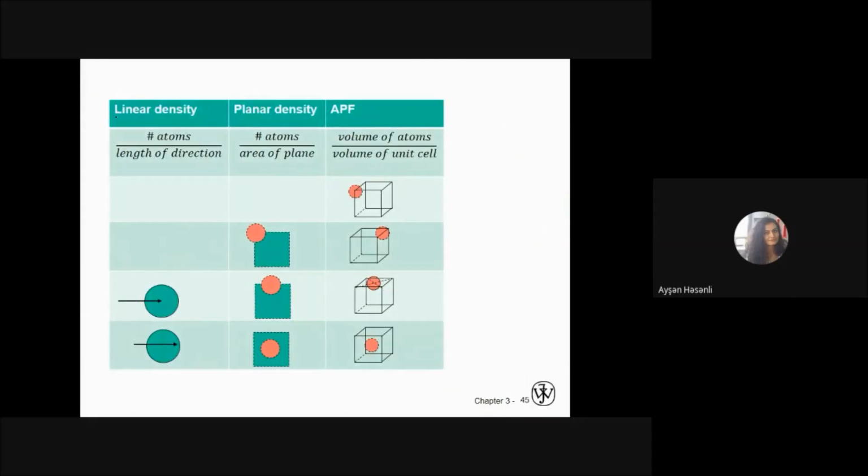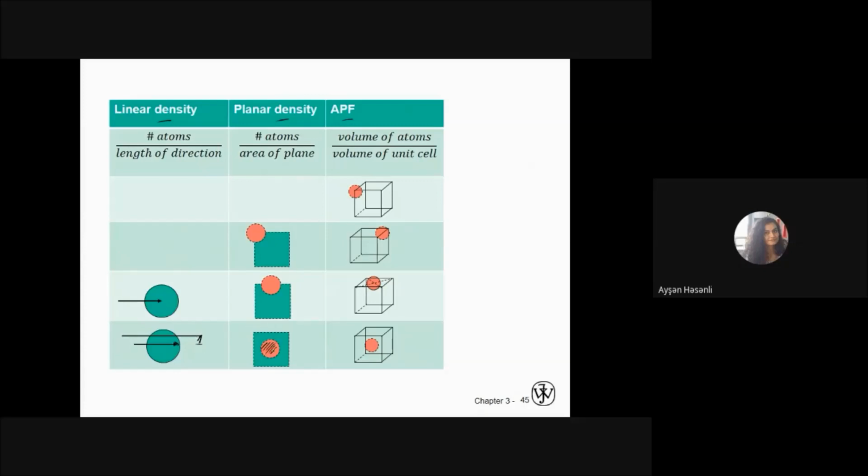Here I have a summary of linear density, planar density, and atomic packing factor. In order to solve all three, we have to take some portions of an atom. That's why I am doing this slide. So imagine here I have a direction. This direction goes through all of this atom. One portion. Imagine you shoot an arrow, and this arrow goes through all of an apple. Let's say it will be one portion.